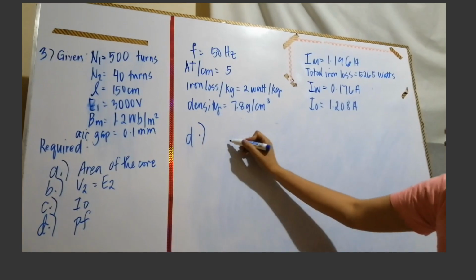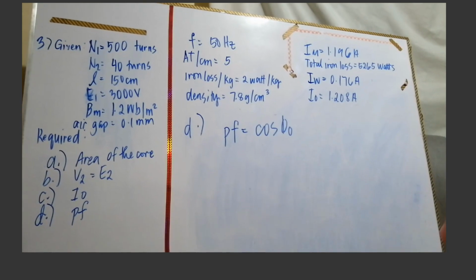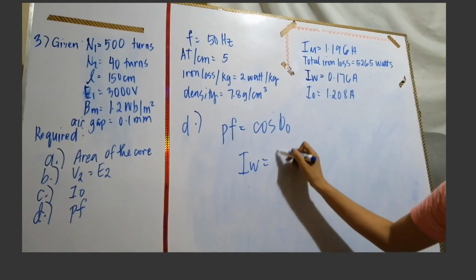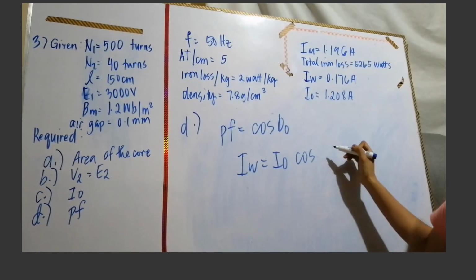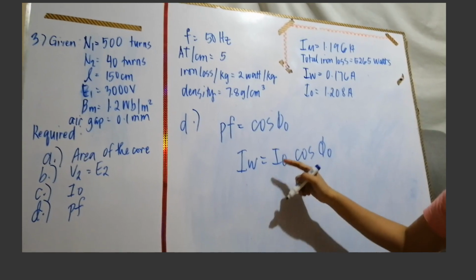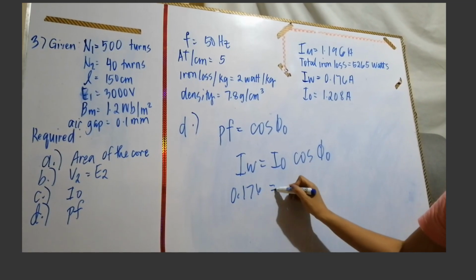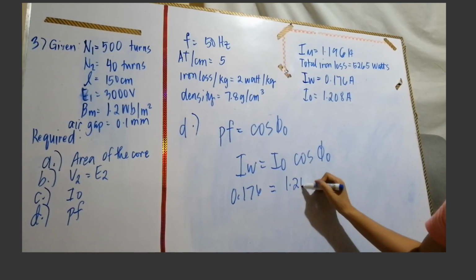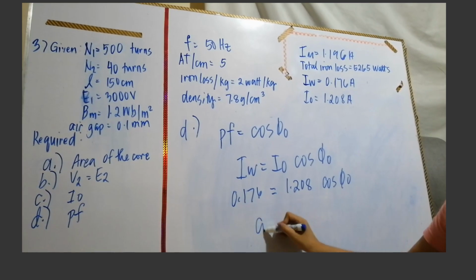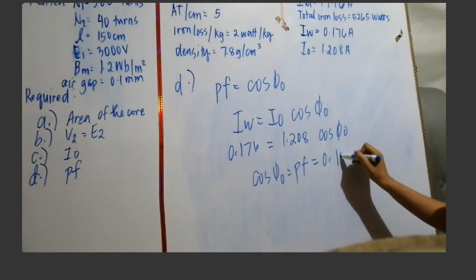So to get the power factor, we all know that the power factor is equal to cosine phi sub 0. So we can have the formula of I sub W is equal to I sub 0 times cosine phi sub 0. So substituting the values for I sub W, which is 0.176 amperes, and I sub 0, which is 1.208, we can now solve for the power factor, and the power factor, which is cosine phi sub 0, is equal to 0.1457.